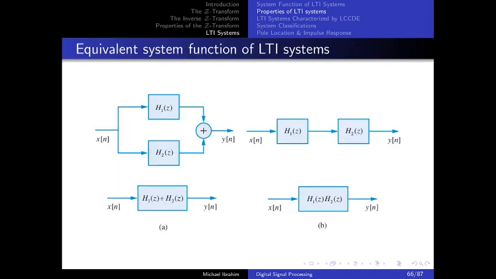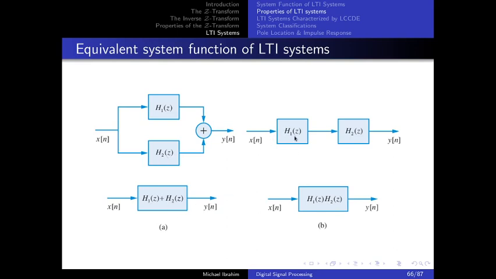Okay, so now the equivalent system functions of an LTI system. Let's say we have two systems put in parallel. X of n goes to H1 of z and H2 of z. This is equivalent to adding H1 of z plus H2 of z. It's simply because now x of n will be convolved with h1 of n, or equivalently X of z multiplied by H1 of z plus X of z multiplied by H2 of z. So if you take X of z as a common factor, you will get H1 of z plus H2 of z.